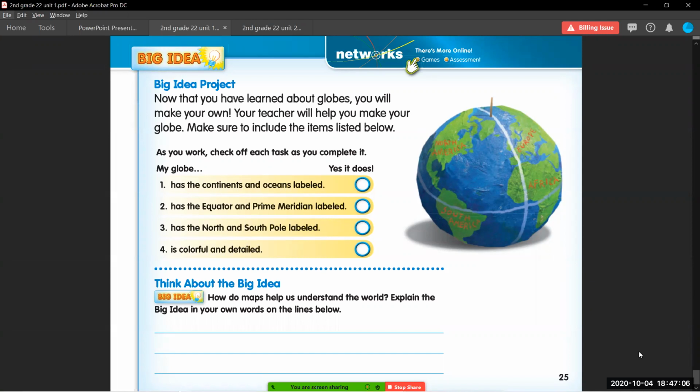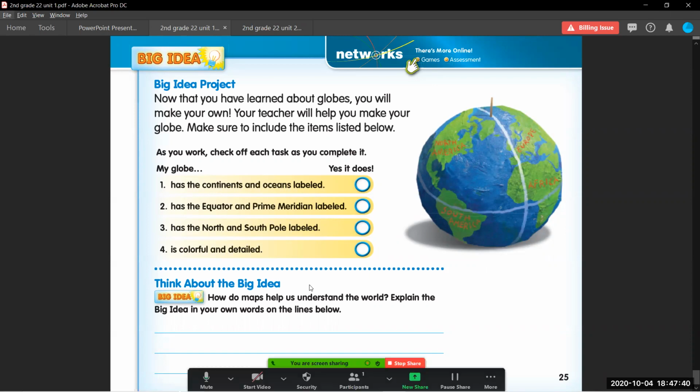Now, for Tuesday, you're going to have your big idea project to turn in. So this needs to have been completed. You needed to make sure that you met all of these requirements. Over here, check that your globe has the continents and the oceans labeled on them. So you see how it has the names, and you want to put the names of the oceans as well. It has the equator, and that's supposed to be labeled, as well as a prime meridian that needs to be labeled, your north and your south poles, and it has to be colorful and detailed. Also, you need to answer your big idea question down here at the bottom.